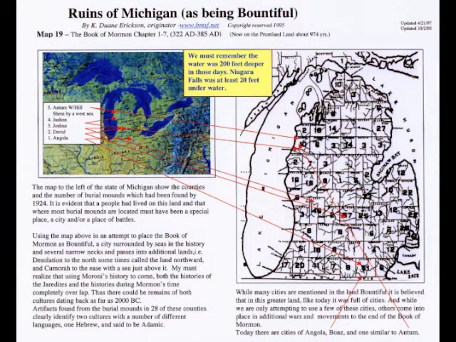In this research, Michigan is used as the land bountiful. This is an interesting comparison between the number of burial mounds that had been found in the state of Michigan, and we used those just as the larger the number of mounds, thinking that they might have been the larger cities, and compared them with Book of Mormon history and the names of those cities at that time.